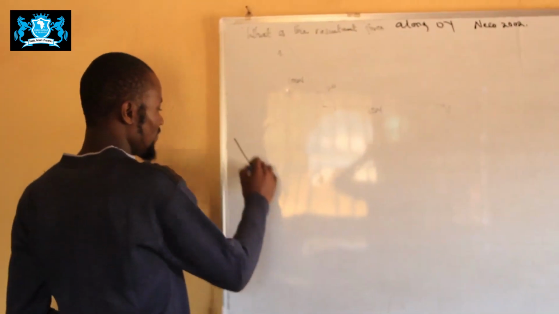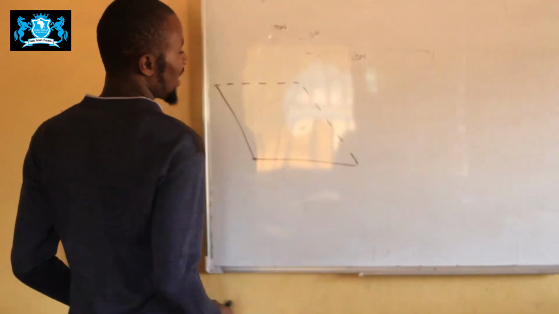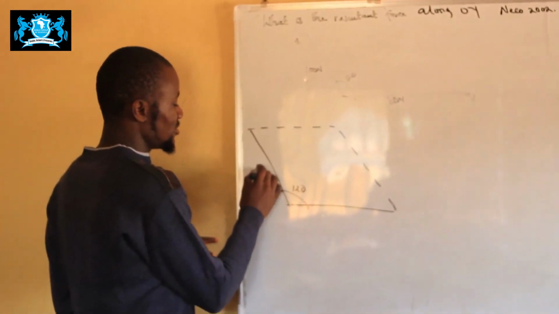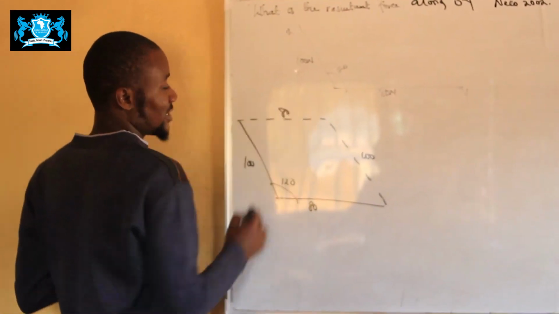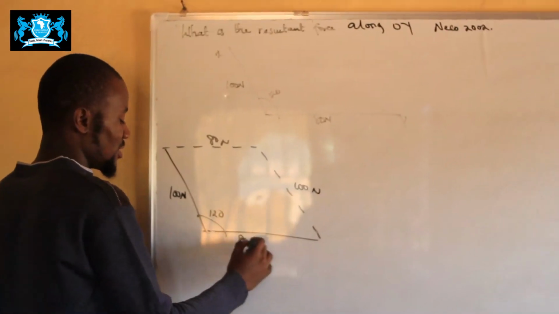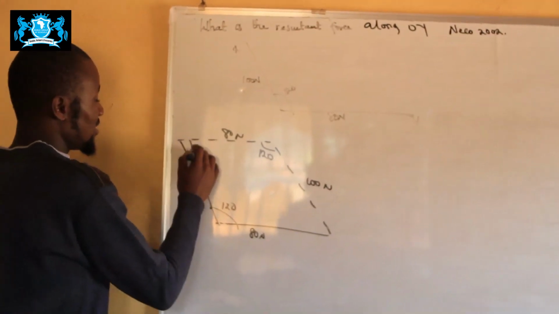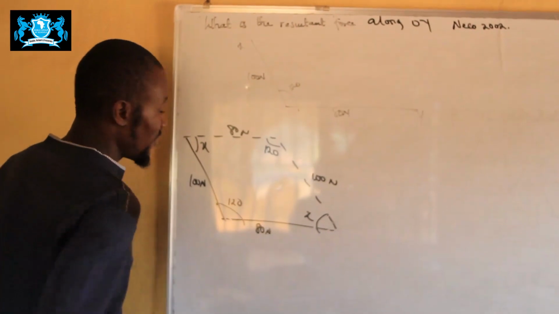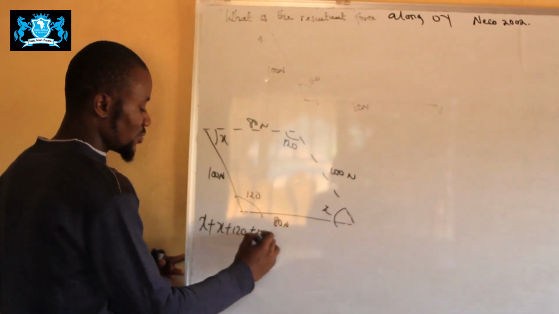You resolve it. So you have something like this and something like this. So now here is 120, here is 100, and here is 80. Here will also be 100, and here will also be 80. One of the properties of a parallelogram tells you that opposite angles are equal. Here is 120, here will also be 120, and here you can call x, and here is x.